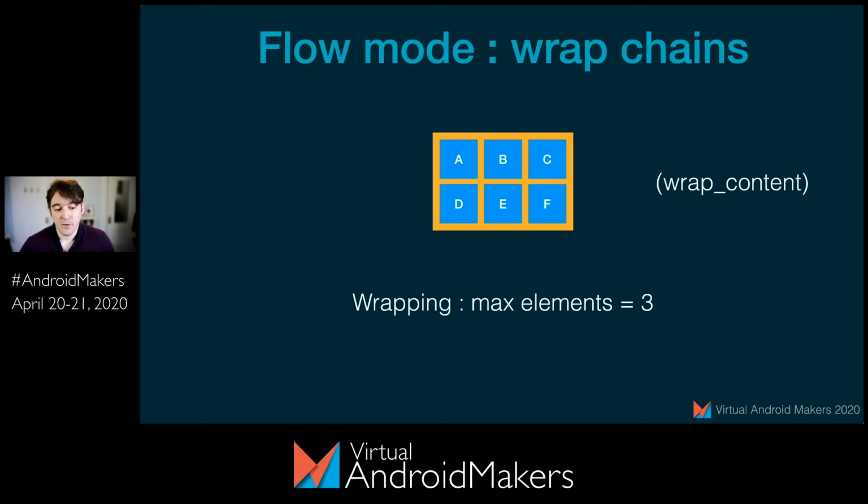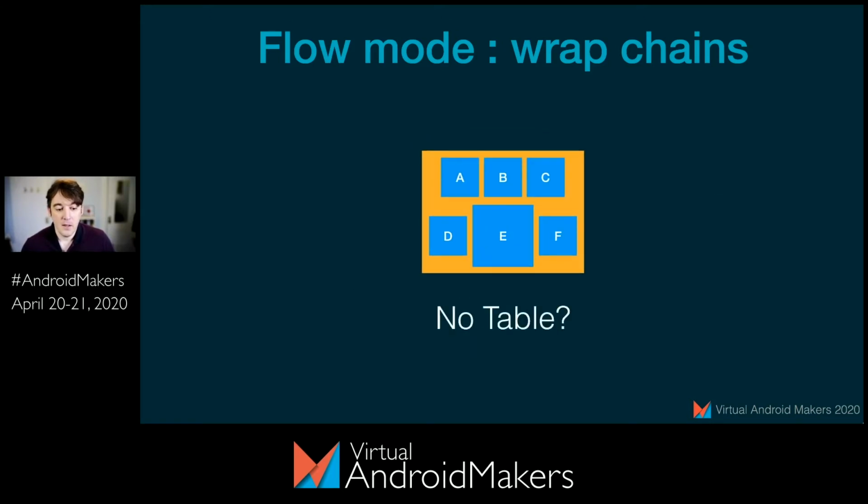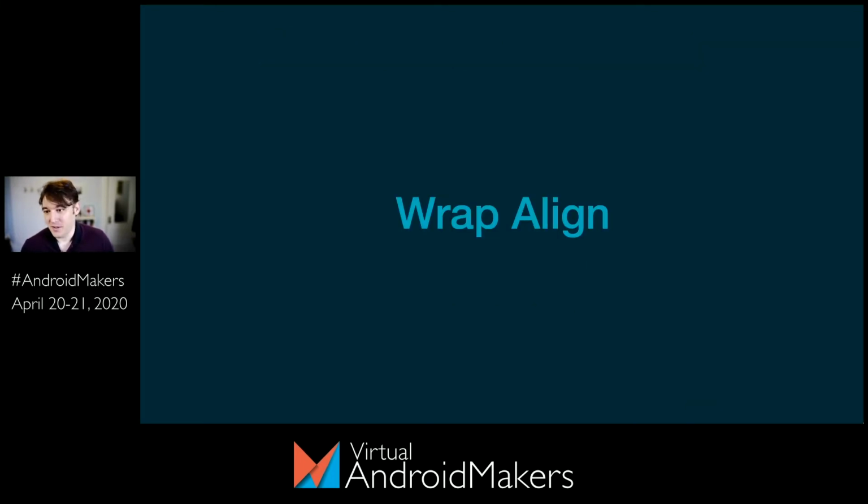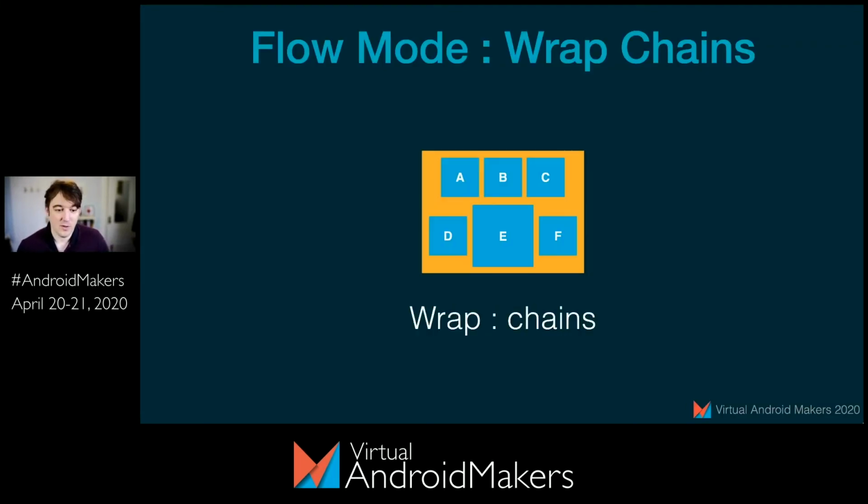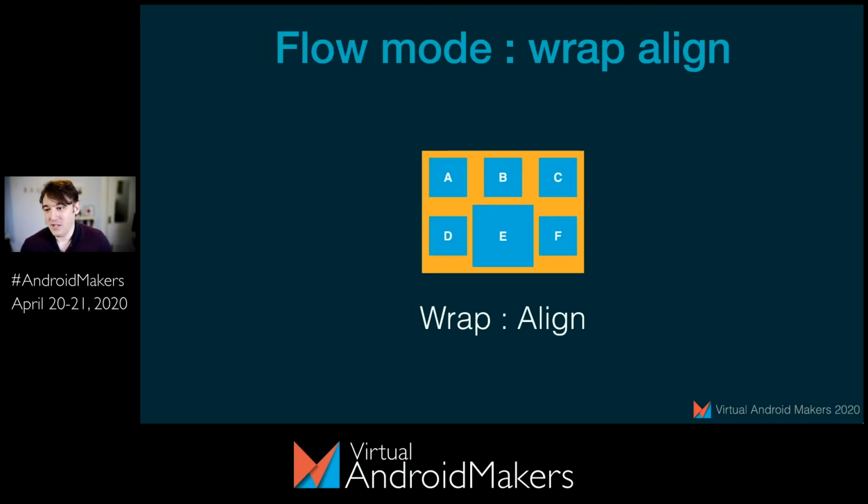You can also specify the number of maximum elements before you wrap. Now, if you look at that, it looks awfully close to what a table would be. And the problem is, it's not, because the elements are not going to be aligned. Which is exactly why we added a wrap align mode that essentially makes it a table. So that's an easy way of simply referencing a bunch of elements and applying layout rules like that.